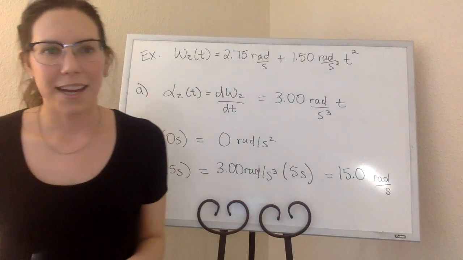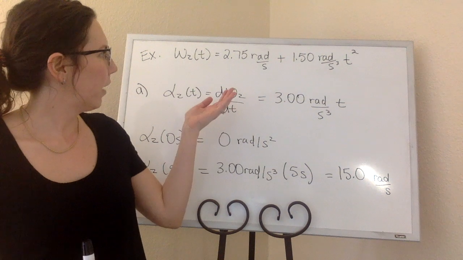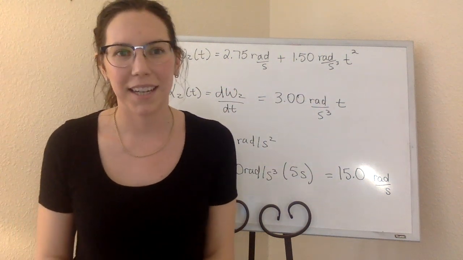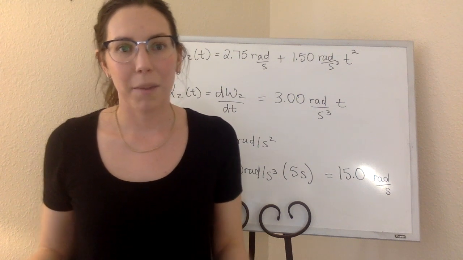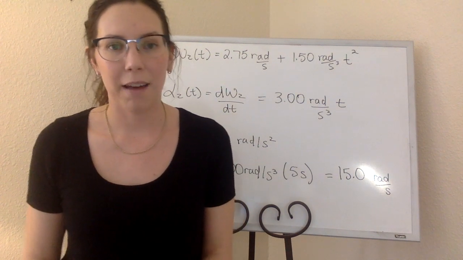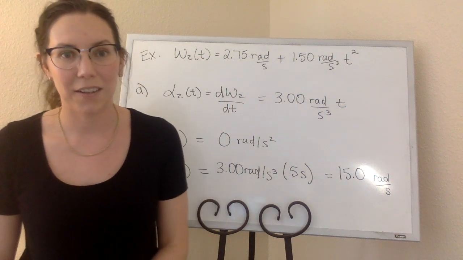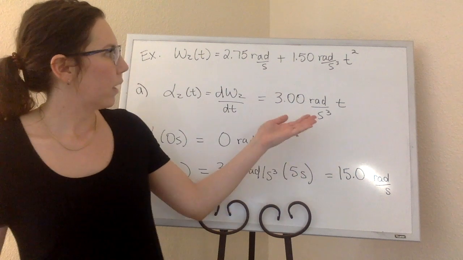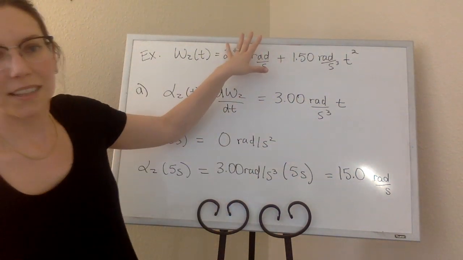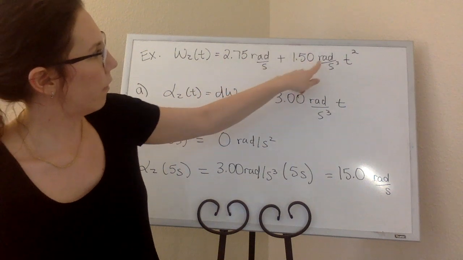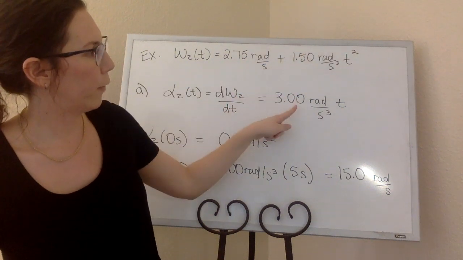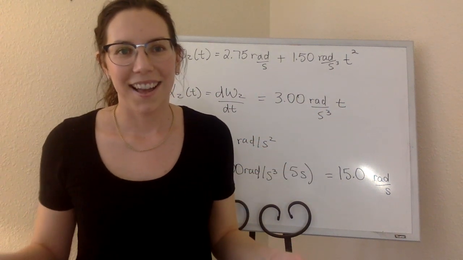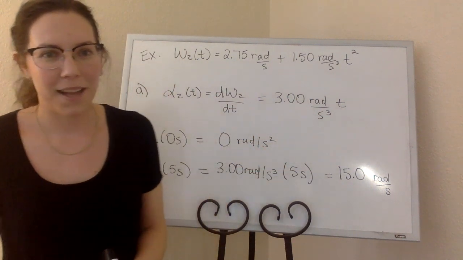Okay, let's look at part A first. So I've drawn the function up here. We have omega z, 2.75 radians per second plus 1.5 radians per second cubed t squared. And let's start by finding the derivative so that we have the angular acceleration function in general. So alpha z at t is d omega by dt. The derivative of the first number is a constant, so it's just 0. And then we have the exponent, so 2 times 1.5, which is 3. And then dropping the exponent on the t, it's just t. I know you know how to do the derivative by now, but okay.